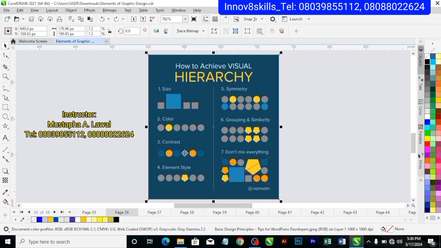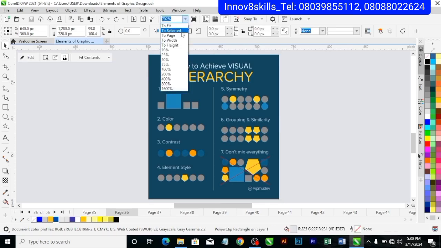You can see hierarchy and contrast are somehow similar, but we'll clarify it later. The style of this one will actually draw their attention because it looks different from the others. So this is it, not this way, this is wrong. Let's move on.